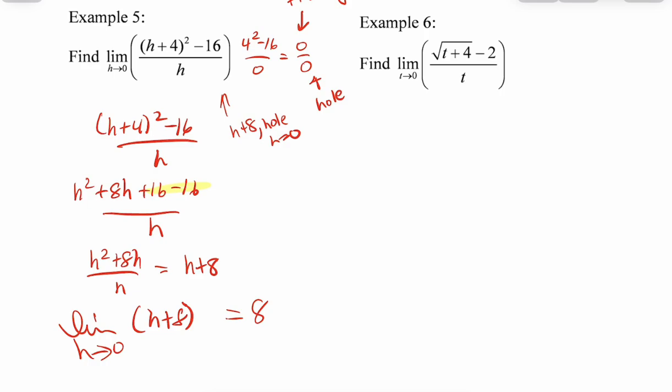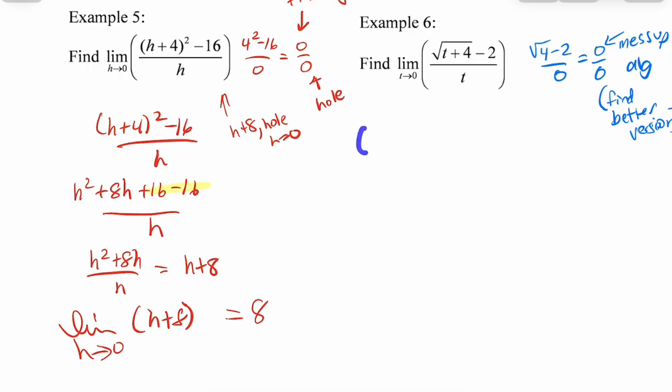Now let's look at example 6. In example 6, if I plug in 0, I get the square root of 4 minus 2 over 0. I always try a direct substitution to get me started. And I get 0 over 0, which tells me that I need to mess with the algebra. I've got to find a better version. Now, with example 5, the better version can be found easily if you just manipulate the algebra. 6 is a little harder.